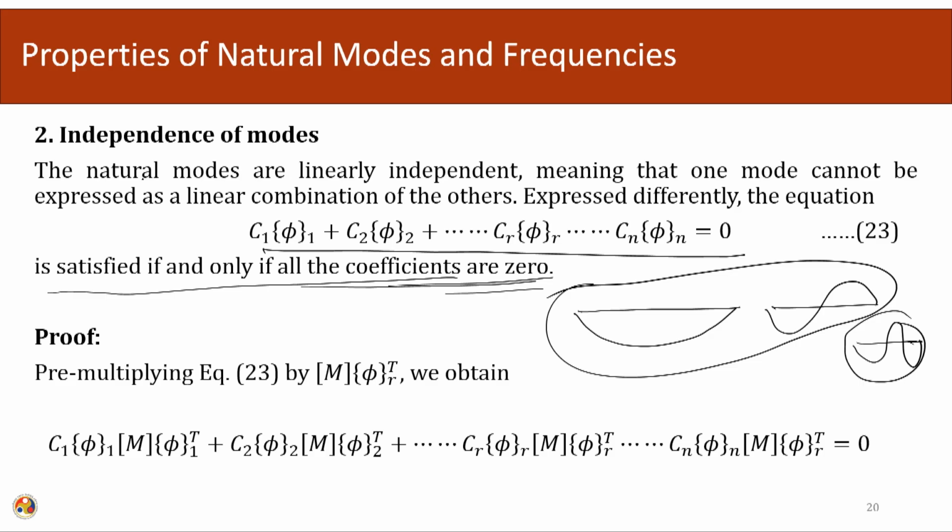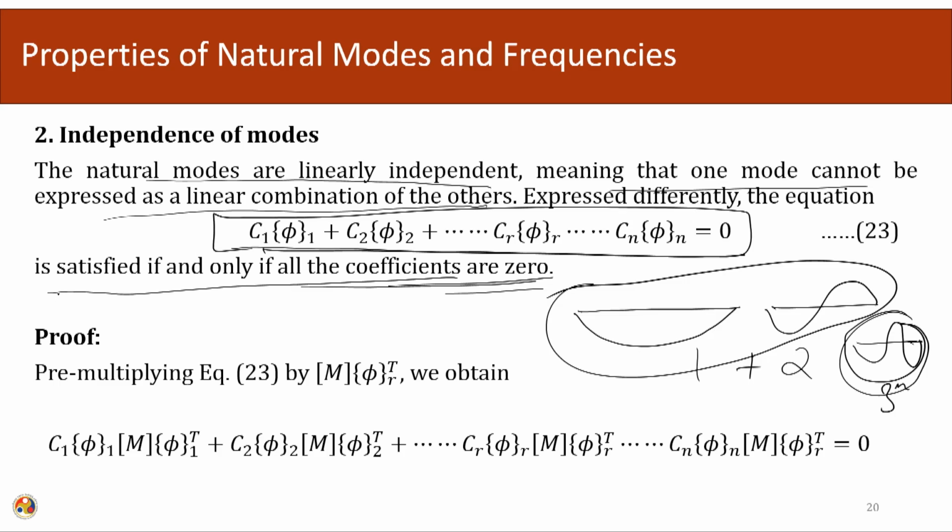The natural modes are linearly independent, meaning that one mode cannot be expressed as a linear combination of the others. We cannot express the third mode as a combination of 1 plus 2, or any mode as a combination of the others. This is what is represented here. It is satisfied only if all the coefficients are 0. This is the proof of the independence of the modes.